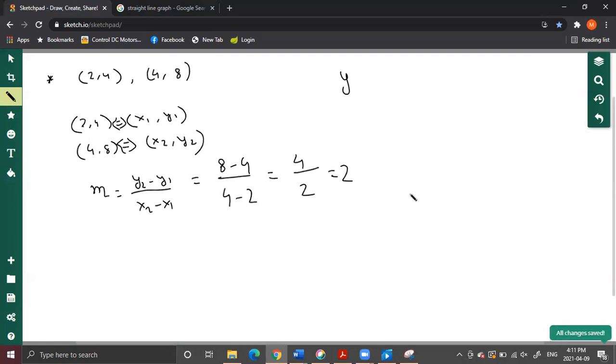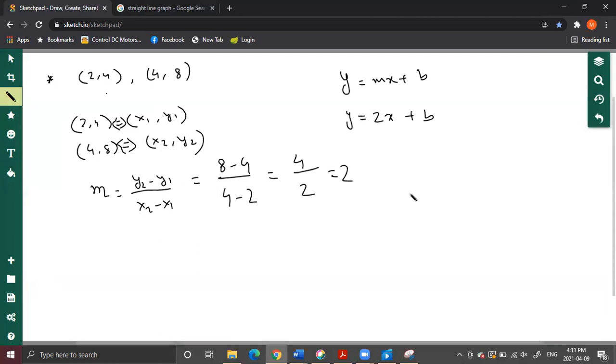So from the formula, we know y equals mx plus b. Now we have to solve for b. We don't know b yet. So y is equal to 2x plus b. So we found the slope, we just substituted the slope. Now we'll try to solve for b, which is the y-intercept. So in this case, we'll take any of these 2 points, 2, 4 or 4, 8, substitute into the equation, and we'll solve for b. So let's try this.